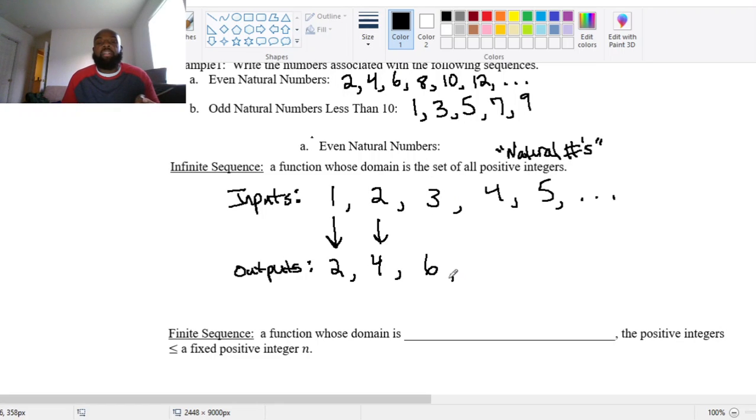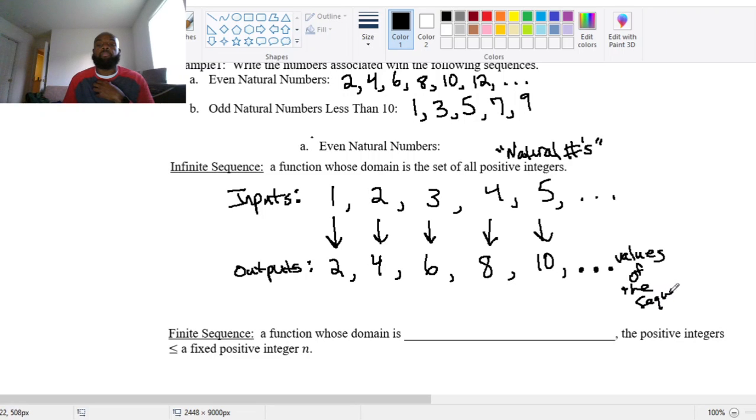Basically the input tells you the location, or which element of your sequence you have. Your first element is your first element. So your inputs identify the actual location, or which element you're talking about. That's the inputs, and your outputs are actually the values that make up your sequence. So these are the values of the sequence, and I'm going to say this is the position.